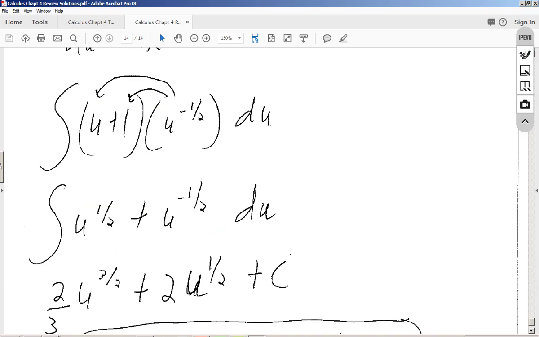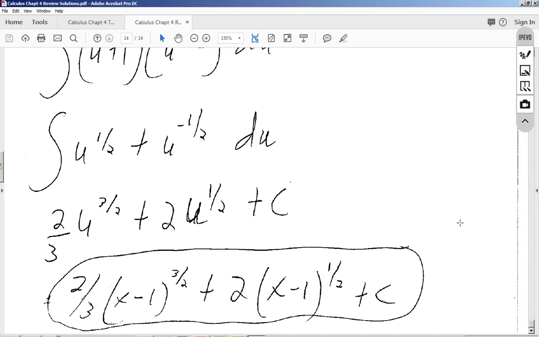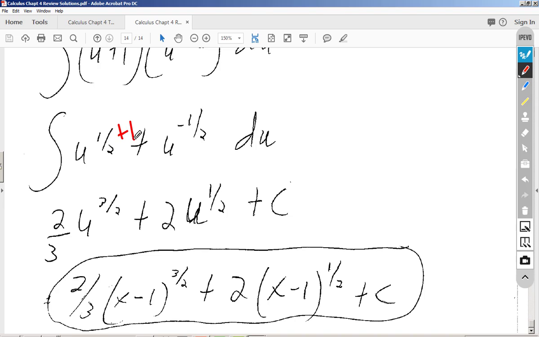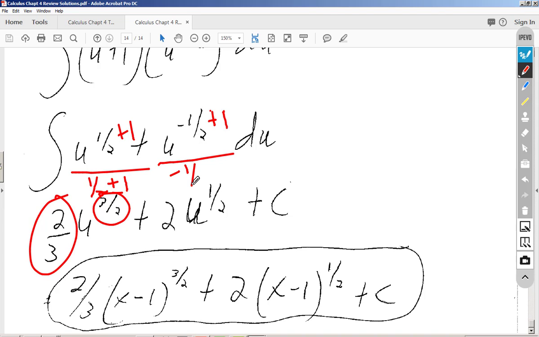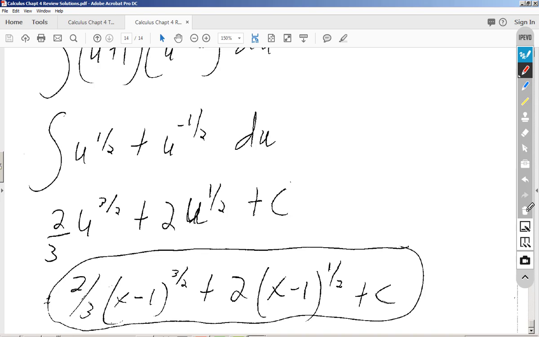Following my laws, my rules for integrals, I just go ahead and take this power, I add 1 to it, and remember that's going to be all over 1/2 plus 1. So 1/2 plus 1 is 3 halves. I flip it to multiply and I get 2/3. So then I take this, negative 1/2 plus 1. That's all over negative 1/2 plus 1. Negative 1/2 plus 1 in the denominator is going to be just 1/2, and when you flip that 1/2, you get that 2. So my integral is 2/3 u to the 3 halves plus 2u to the 1/2 plus c.